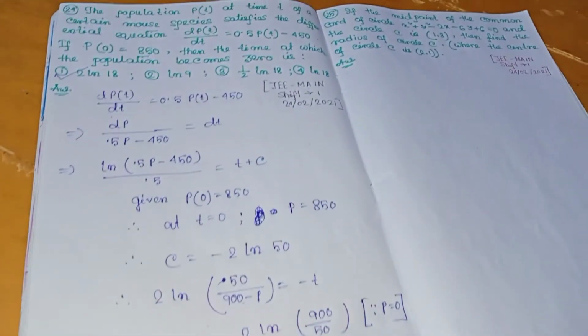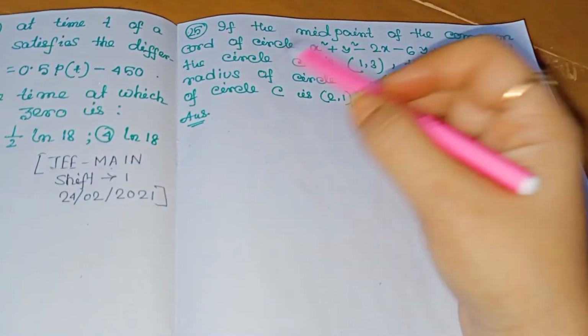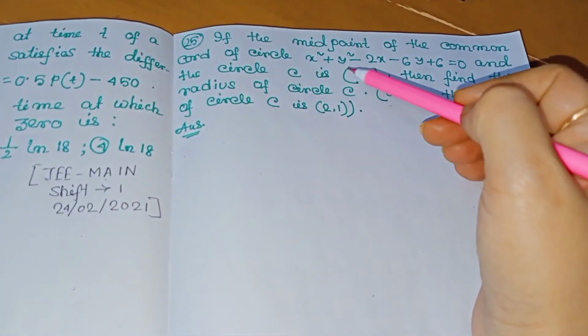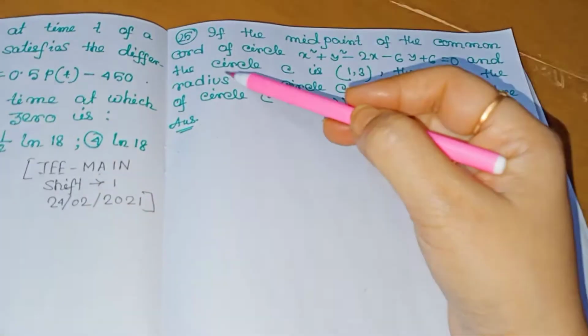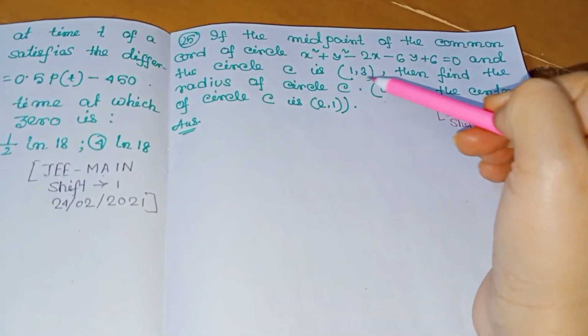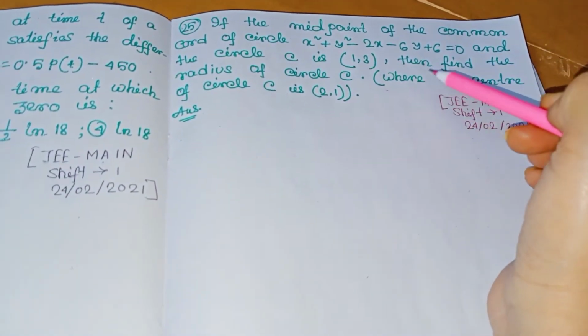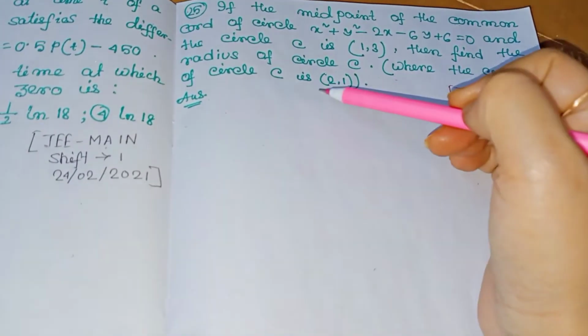Now moving to question 25. If the midpoint of the common chord of the circle x square plus y square minus 2x minus 6y plus 6 is equal to 0 and the circle C is (1, 3), then find the radius of the circle C, where the center of the circle is (2, 1).